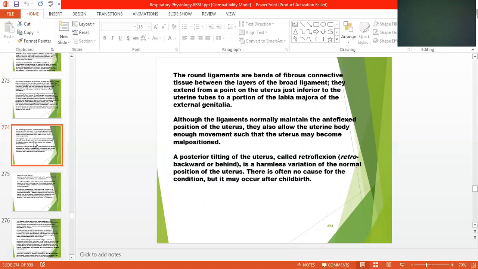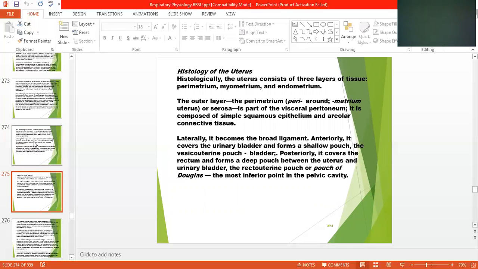A posterior tilt of the uterus, called retroflexion, retro meaning backward or behind, is a harmless variation of the normal position of the uterus. There is often no cause for the condition, but it may occur after childbirth. It means a slight displacement of the uterus anatomically. Histology of the uterus: the uterus consists of three layers: perimetrium, myometrium, and endometrium. This is the name of the layers.